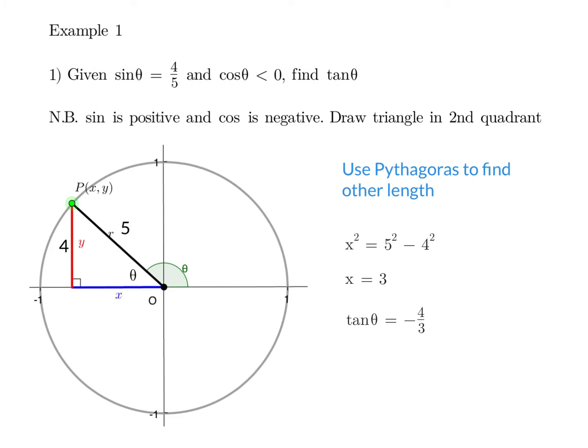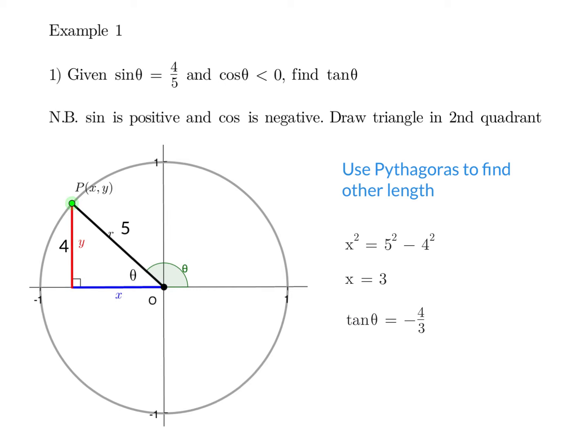So for our first one, we've been given that sine theta is equal to 4/5 and cos theta is less than 0. So sine's positive and cos is negative. So that means that the triangle is drawn in the second quadrant. So you put theta in the corner and you put the 4 and the 5, because it's sine theta, on the opposite and hypotenuse. Using Pythagoras, we then find the other length. So the other length, using 5 squared minus 4 squared and take the square root, the other length is 3.